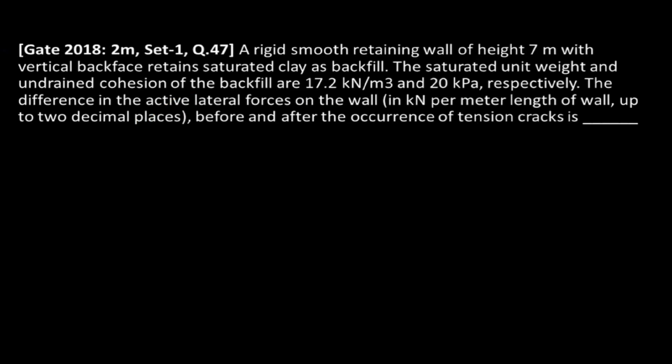In this question, they have given a rigid smooth retaining wall of 7-meter height with a vertical backface which retains saturated clay as backfill, and they have also given the parameters, that is saturated unit weight and cohesion of the backfill. Now they have asked us to find the difference in the active earth pressure on the wall before and after the occurrence of tension cracks. So if you take the pressure distribution diagram of the vertical wall, it will be something like this.